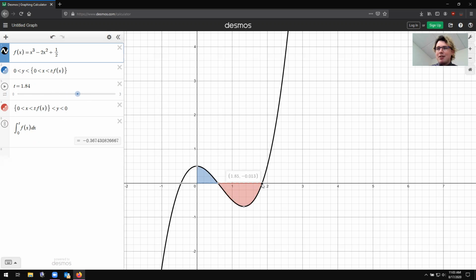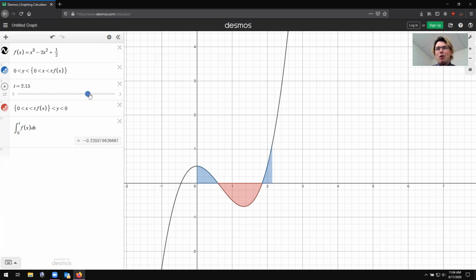And here we have another crossing where the graph of the original function goes from negative to positive. So when I cross this, I will now be looking at area above the x-axis and below the graph of the function, which I have in blue again. And now the value of the integral is going back up. So here we are at negative 0.34.